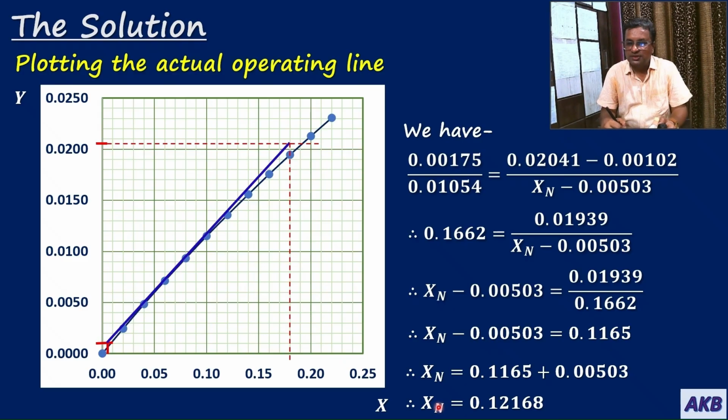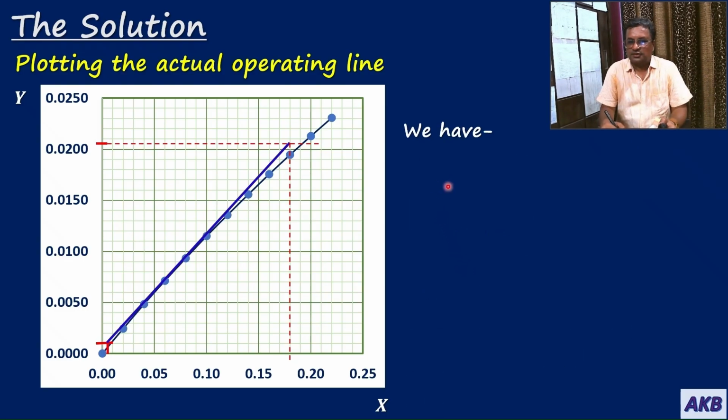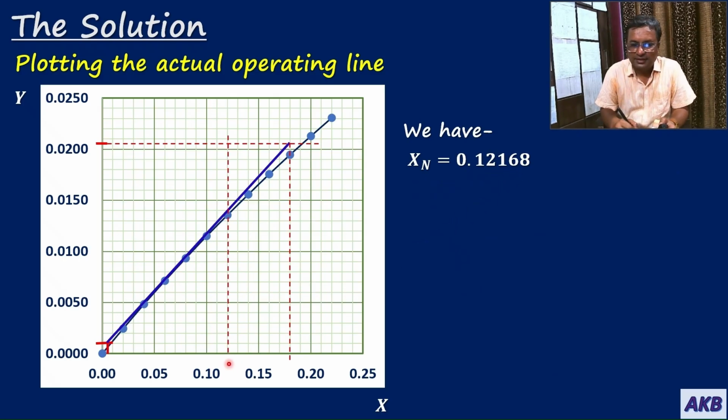So we will use this to draw the actual operating line. So let us do that. We have XN we got just now, it is 0.12168. So let us locate it. XN will be located over here. Then I will draw a vertical line to get this point. Now the actual operating line will be starting at this point and it will be ending at this point, and therefore I will draw the actual operating line.